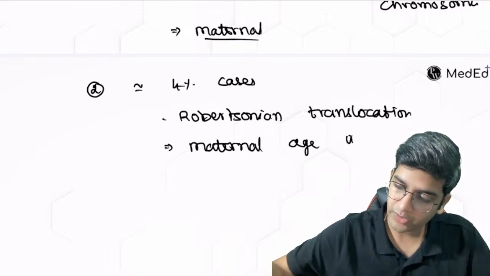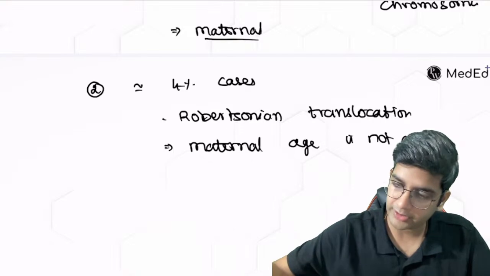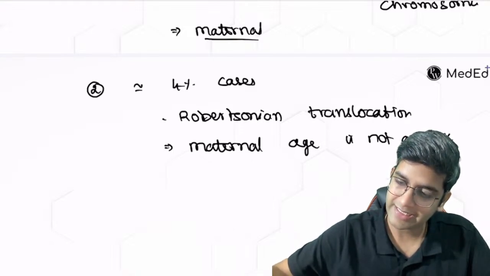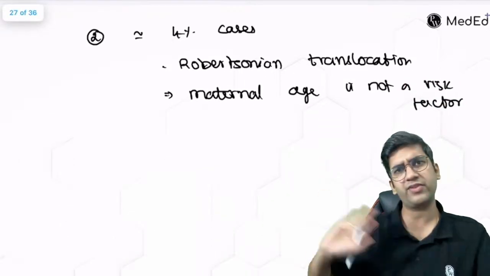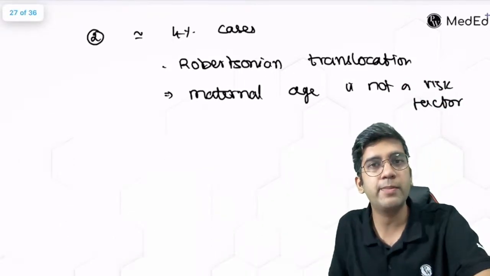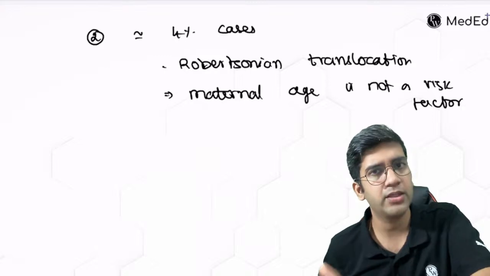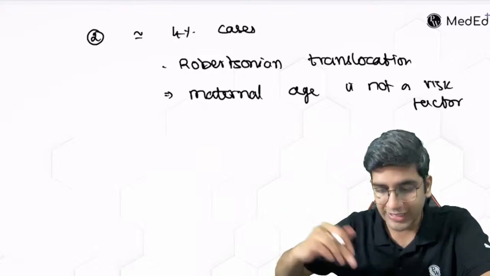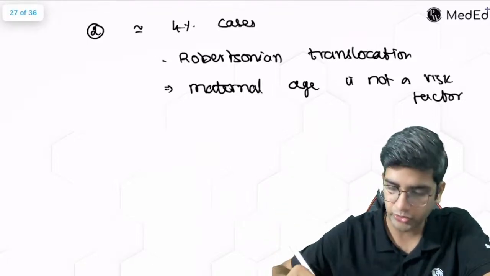Maternal age is not a risk factor. Okay? It's never a risk factor. Maternal age is not a risk factor for Robertsonian. If you have a Down's baby to a 25, 26-year-old mother, think of Robertsonian translocation. So then explain what do you mean by Robertsonian translocation, right?